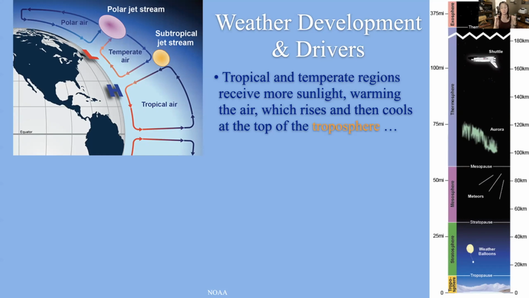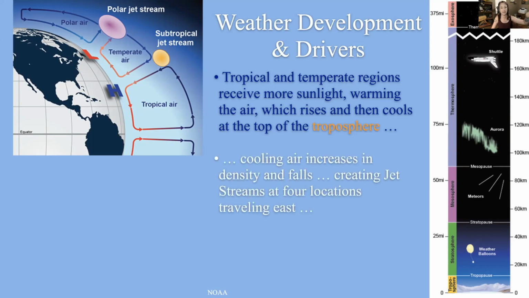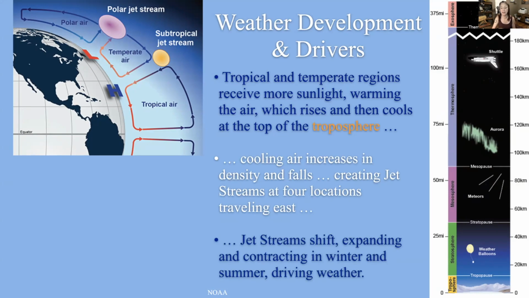Tropical and temperate regions receive more sun, yes, and that warms the air. And so that air rises as it warms. And then as it gets to the top of the troposphere, which is called the tropopause, it starts to cool again, and then it starts sinking. And these create vortices, which create our 4 jet streams. There are 2 in the northern hemisphere and 2 in the southern hemisphere. They travel east, and they also shift in the winter and summer, and that drives weather.